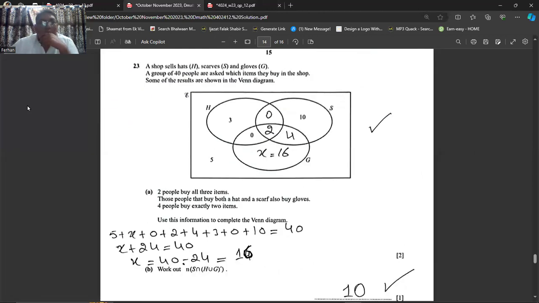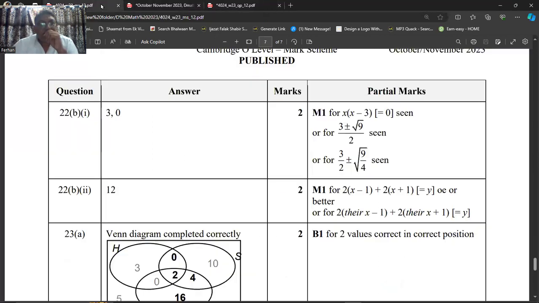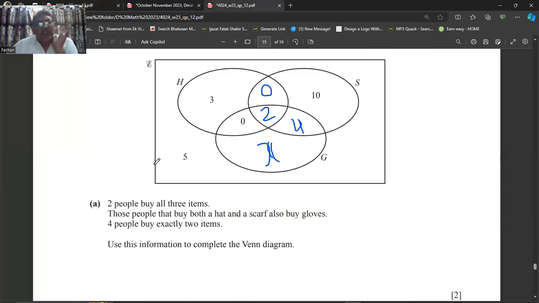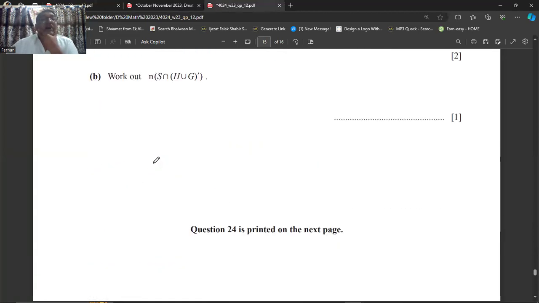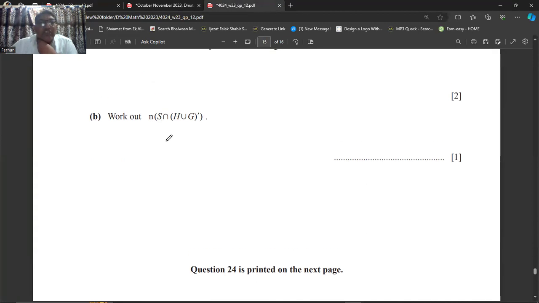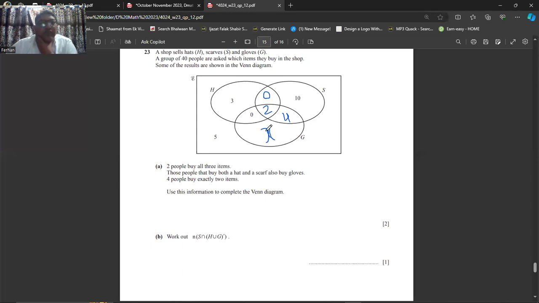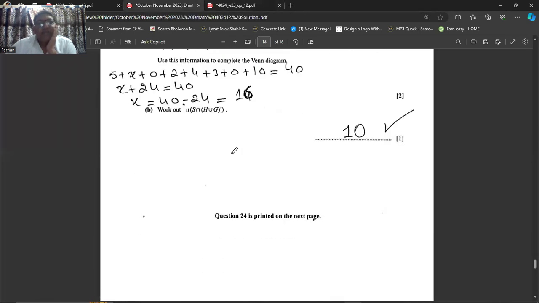So remember this shape. Yes, our answer is right. Hopefully you understand. He says, work out the number of people. The small n means how many members there are. So it is (H union G) whole complement. That means you remain out of H union G, out of these two circles, the H and G circles, and then common with S. So there are only 10 people.